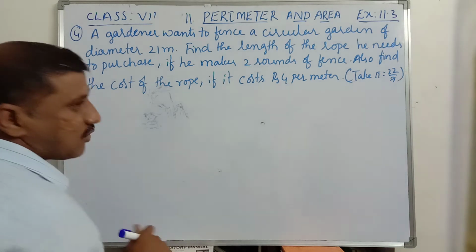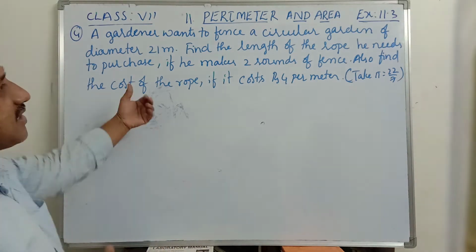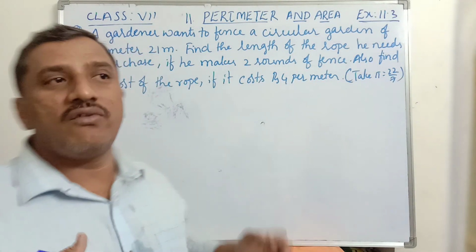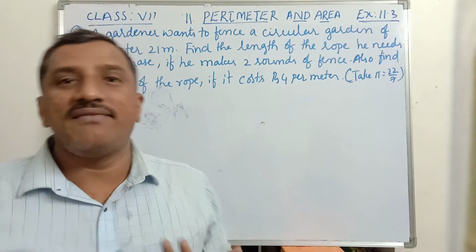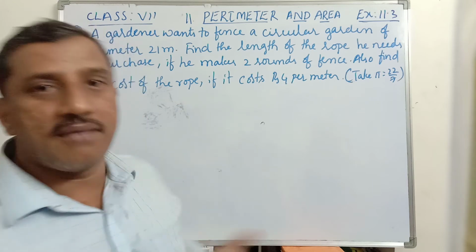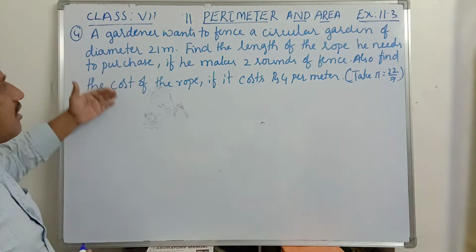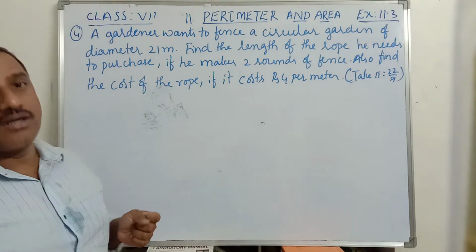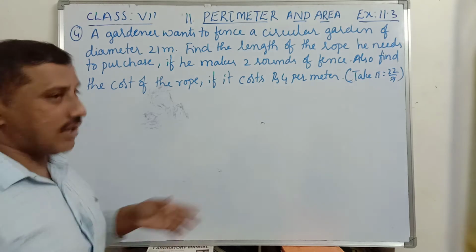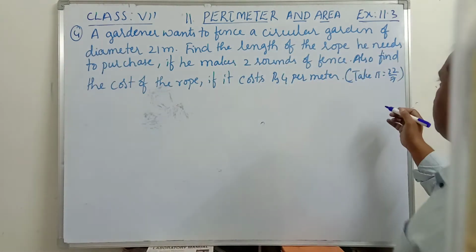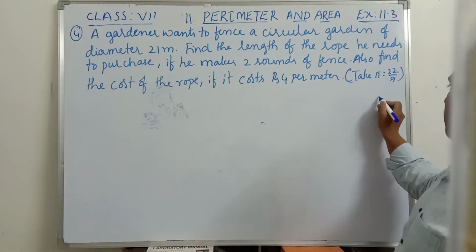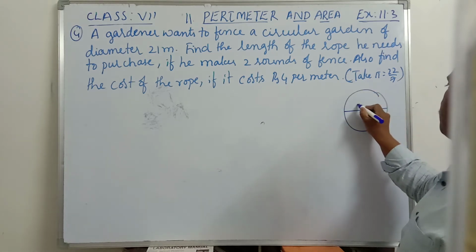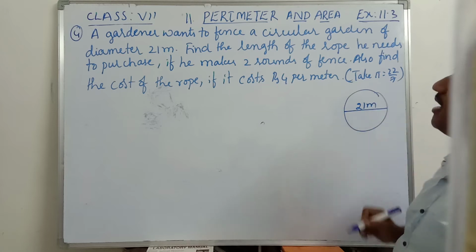Now we will discuss question number 4 from exercise number 11.3. This kind of situation we also will face in our real life. It's a real life example. A gardener wants to fence a circular garden of diameter 21 meters. So a circular garden is there, and whose diameter is equal to how much? Let this be the diameter, 21 meters is the diameter.